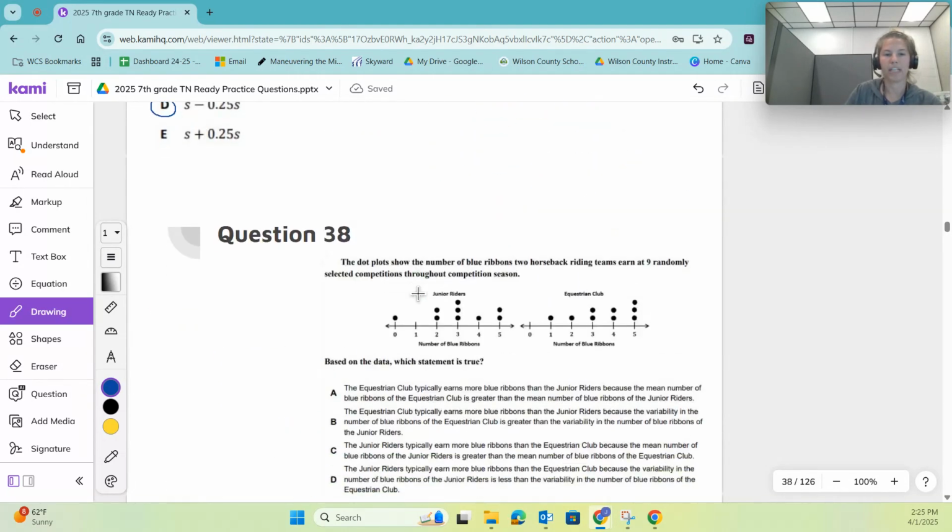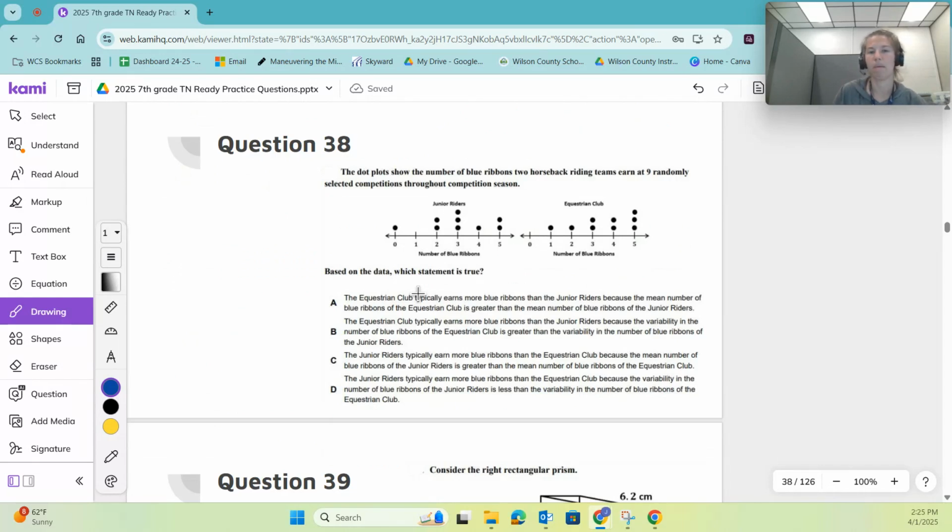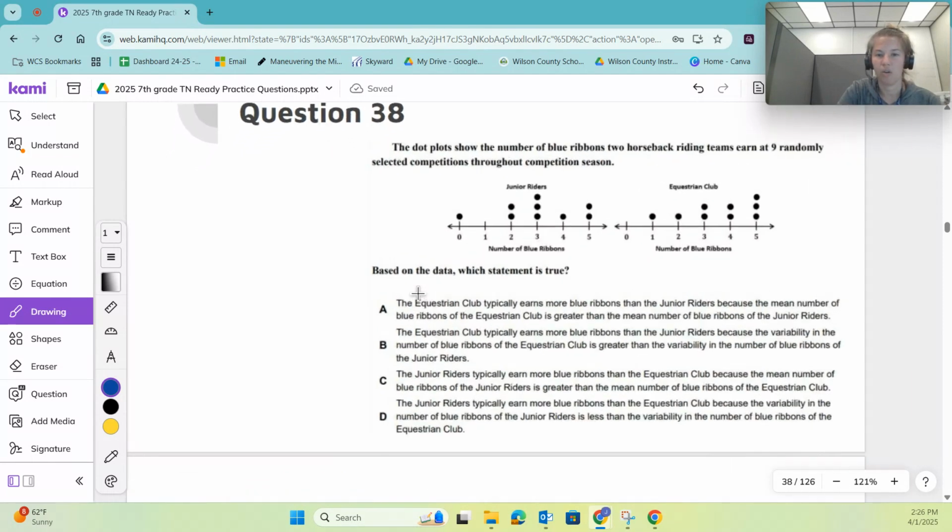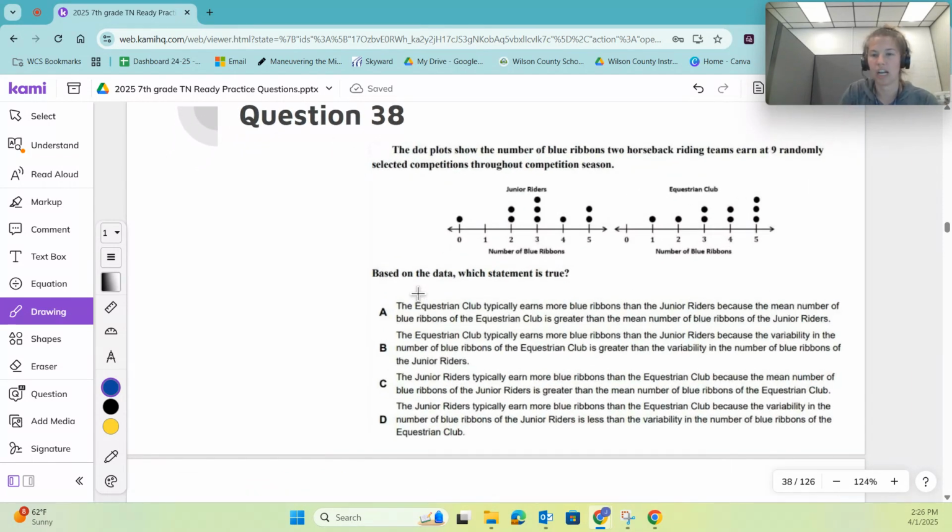Okay, let's take a look at 38. The dot plot shows the number of blue ribbons two horseback riding teams earn at 9 randomly selected competitions throughout the competition season. Now we've got junior riders and equestrian club, and you can see their blue ribbons listed like this. I'm drawing these lines just so you can see what's happening here with each of them. Based on the data, which statement is true?